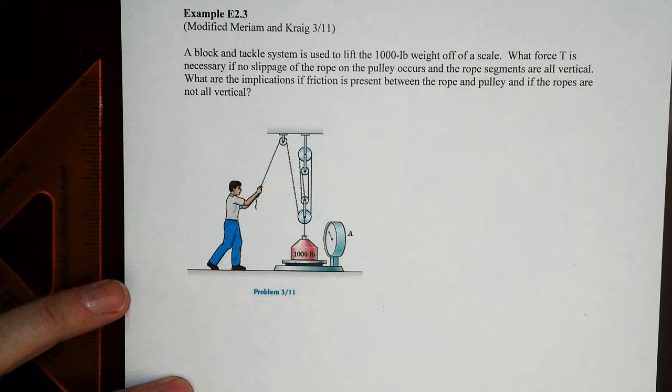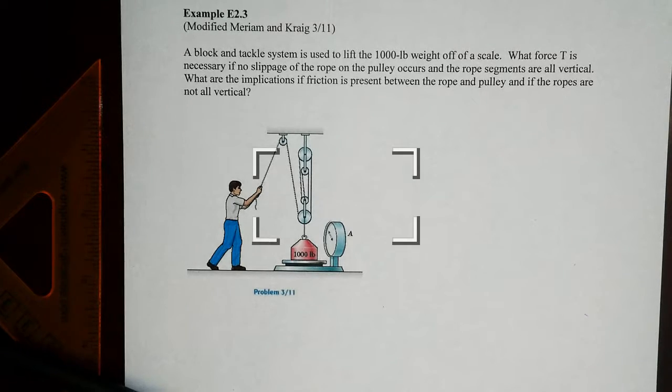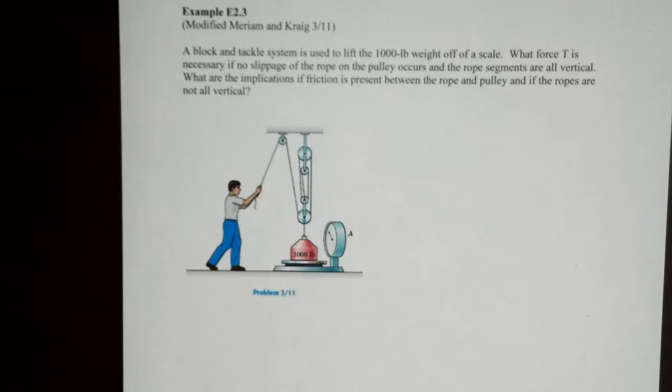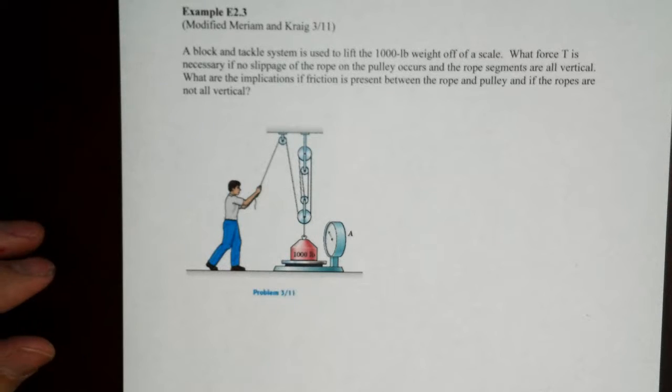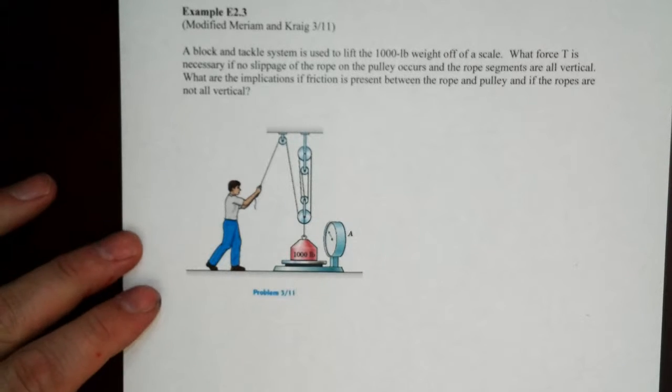In this example, we're going to look at a block and tackle system. Back in the days before we had hydraulics, block and tackle systems were one of the exclusive ways to have mechanical advantage, to be able to lift and move extremely heavy loads that an individual or even a group of individuals would find very difficult to do.